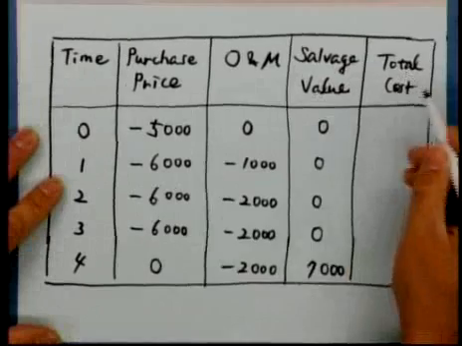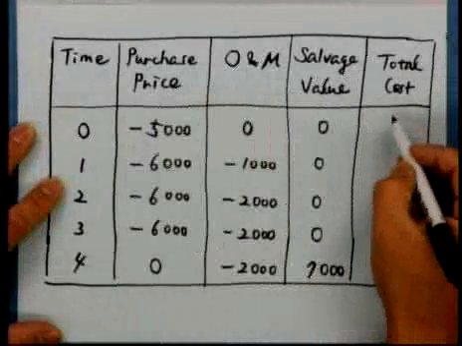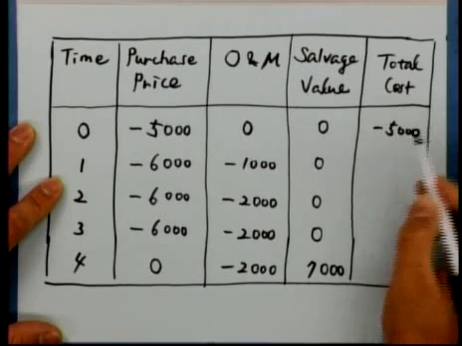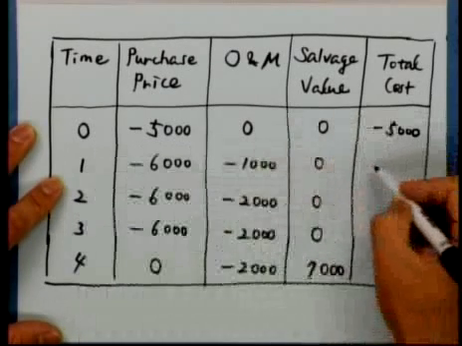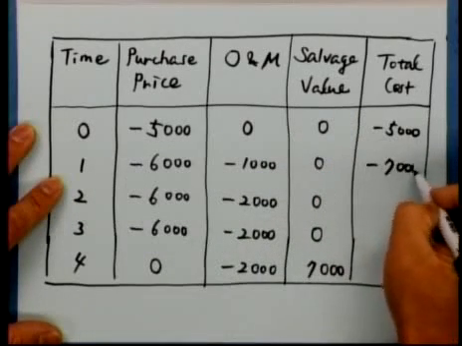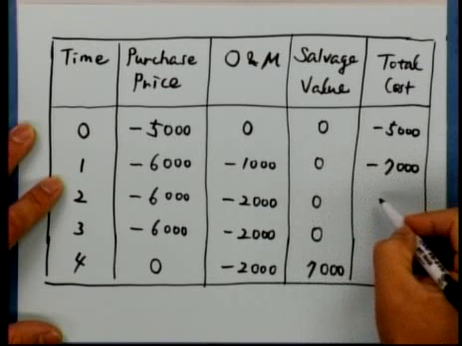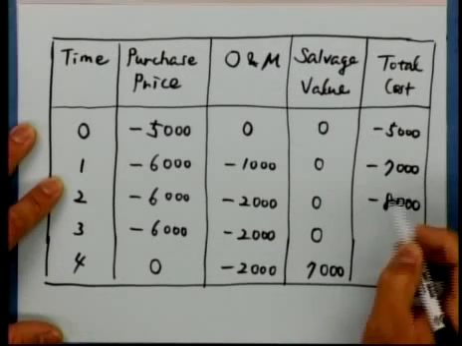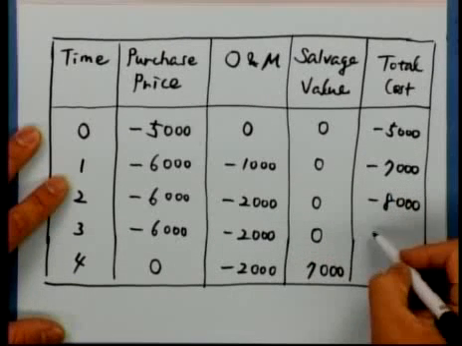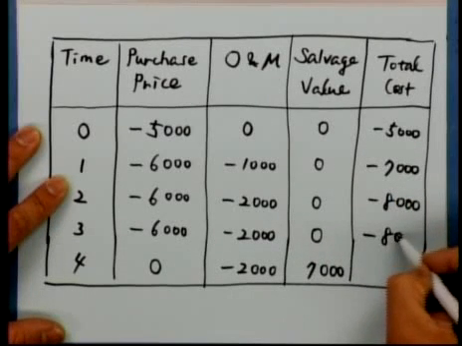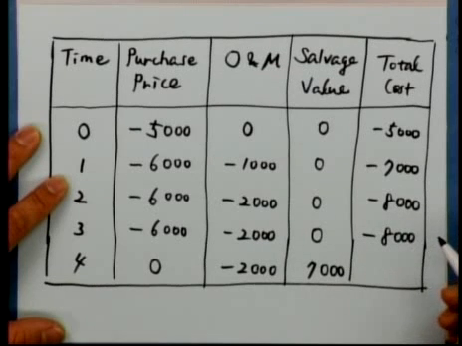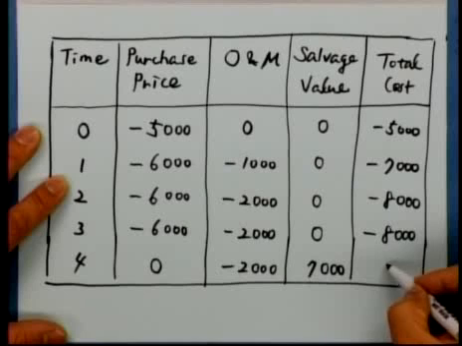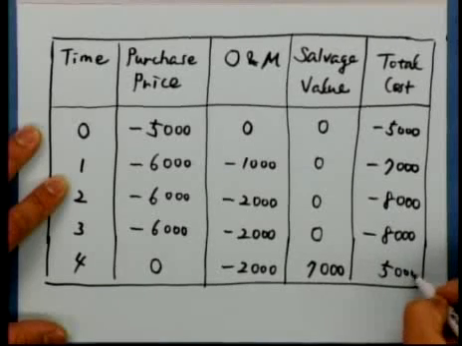So the total cost right now is negative 5,000. At the end of the first year, negative 7,000. At the end of the second year, negative 8,000. And at the end of the third year, again, negative 8,000. But at the end of the fourth year, it's going to be positive 5,000. Okay?